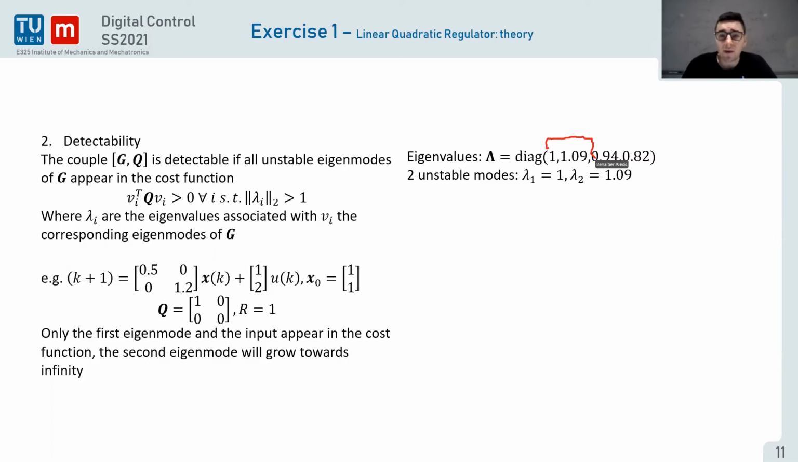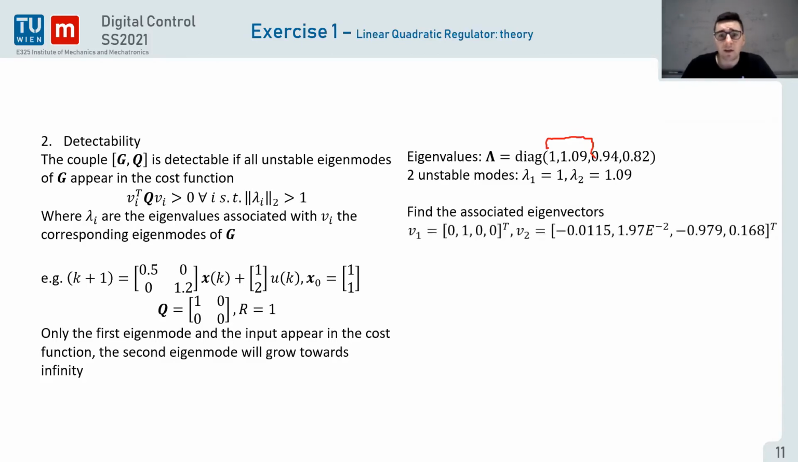And so we need to make sure that for these 2 eigenvalues, there are eigenvectors that correspond to these 2 eigenvalues. And so we need to make sure that this is detectable. So we found the associated eigenvectors. The first eigenvector is just the output, okay? And the second eigenvector is some combination of all the states.